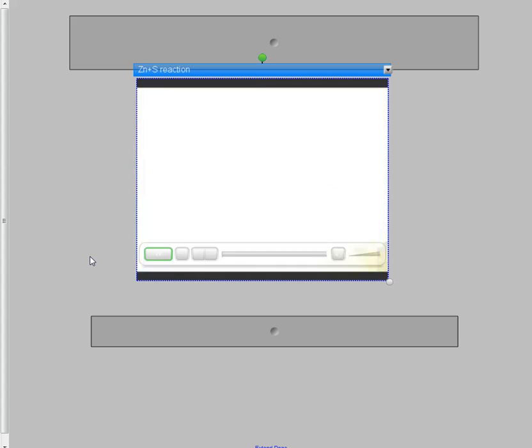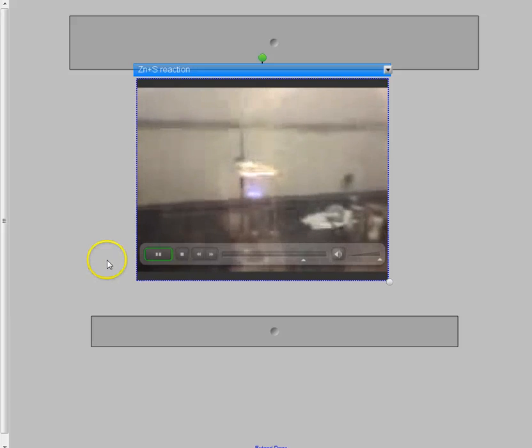There it goes. Oh, here we go. Woo! For the record, that is a green flame. Woo!